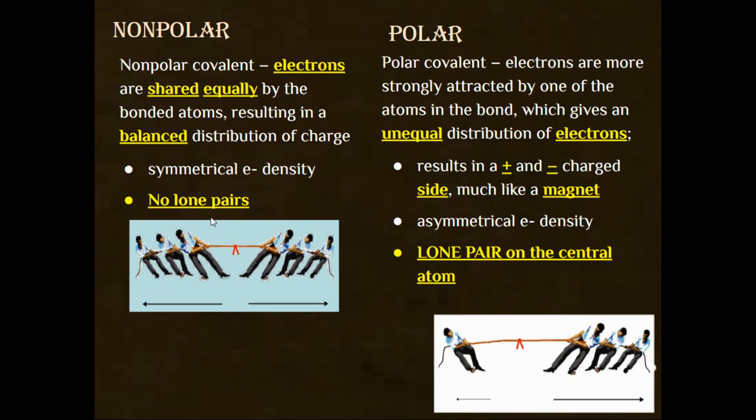Then we have polar covalent bonds. This is when electrons are more strongly attracted by one of the atoms in the bond, which gives an unequal distribution of electrons. This results in a positive and negative charged side, much like a magnet. Since they're different charges, we're going to have an asymmetrical density. And you will see this in our drawings when you see a lone pair on the central atom, which we'll talk about what that looks like here.